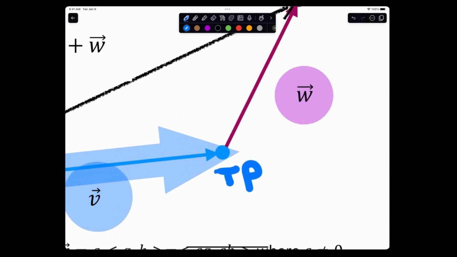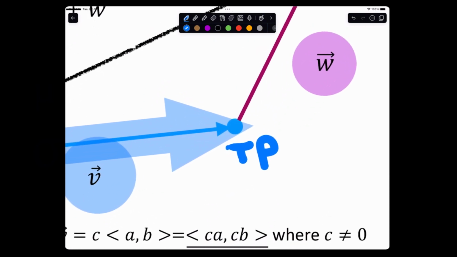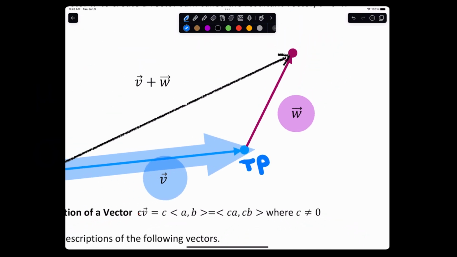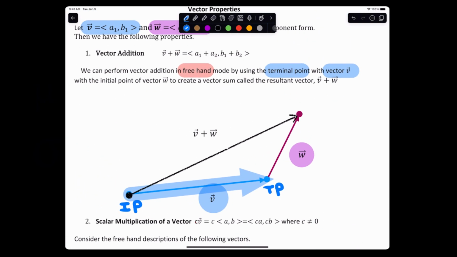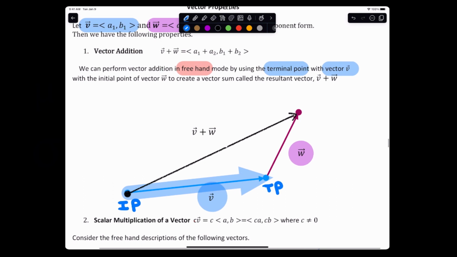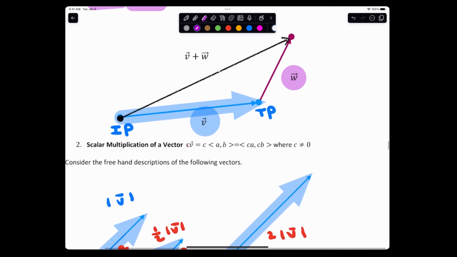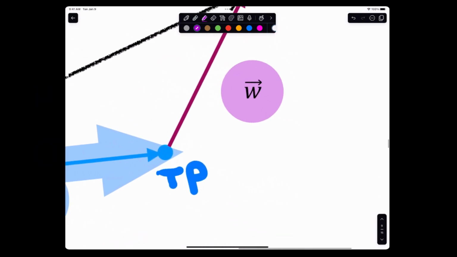You say, what do you mean? Here's a terminal point of the first vector. Would you guys agree with that? So all you got to do freehand addition is align. You say align what? Align that terminal point with the initial point. The starting point of vector what? W. And you go, what? Yes. So in the picture, notice what we just did.